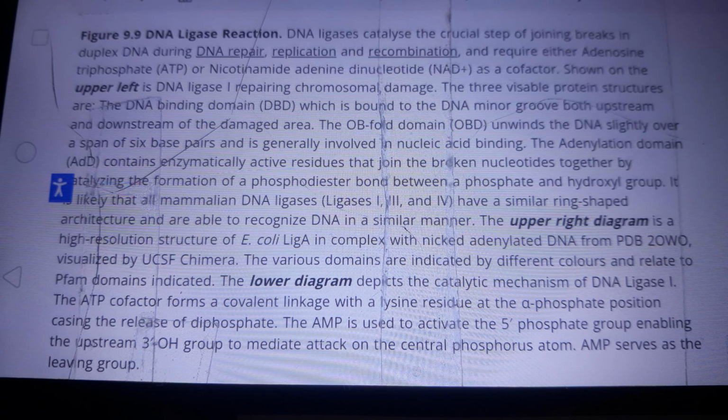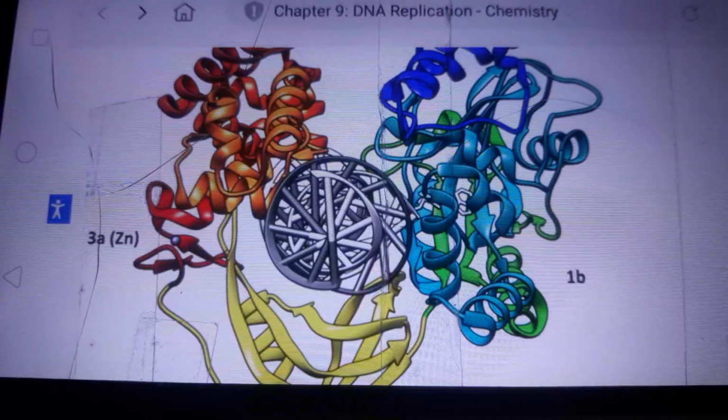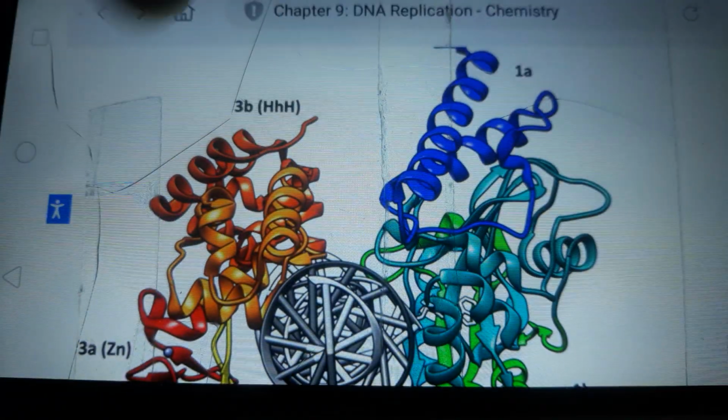The 3 visible protein structures. Let's go back and just say shown on the upper left, it's the DNA ligase 1 repairing. So yeah, this aspect, okay?